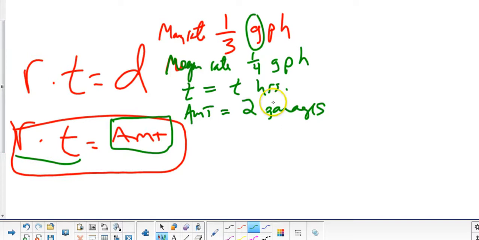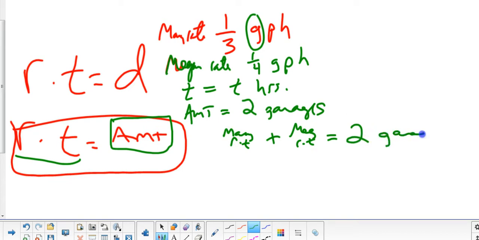All right, my F is going to be my formula. This is going to be Mary's rate times time plus Megan's rate times time is going to equal the total job, right? However much she does plus however much she does is got to equal 2 garages. All right, so Mary's rate times time is going to be 1/3 t. Megan's rate times time is going to be 1/4 t. And that's got to equal 2. And this is the basic setup of this type of problem.